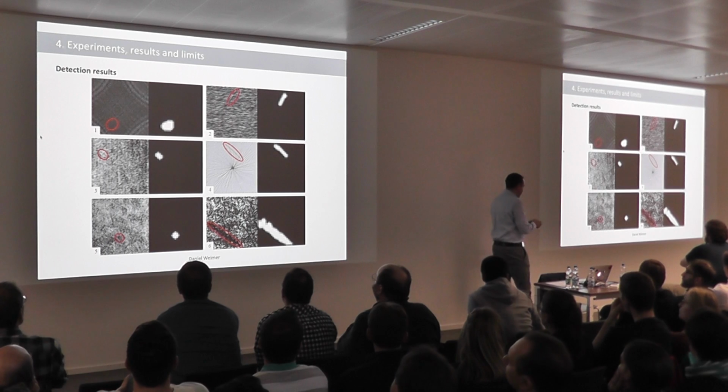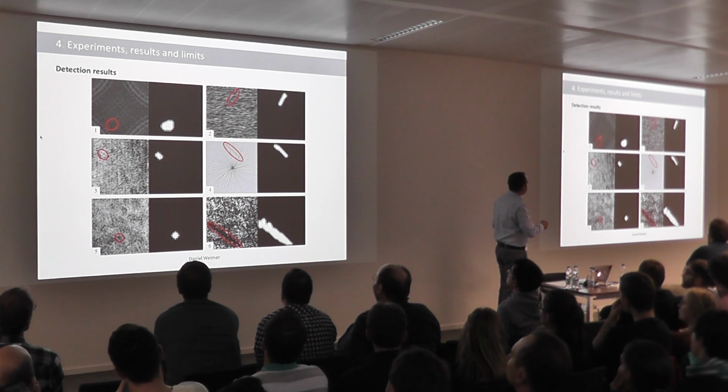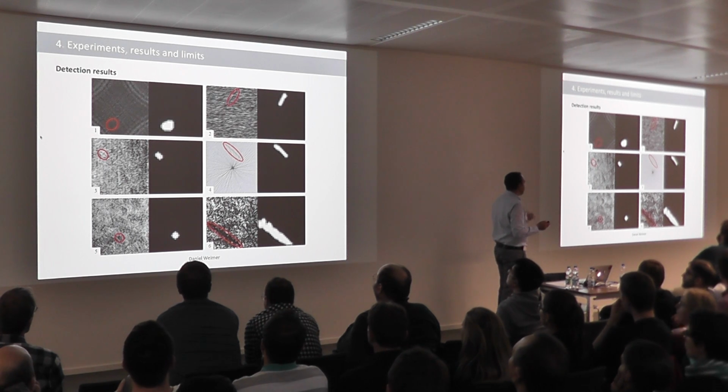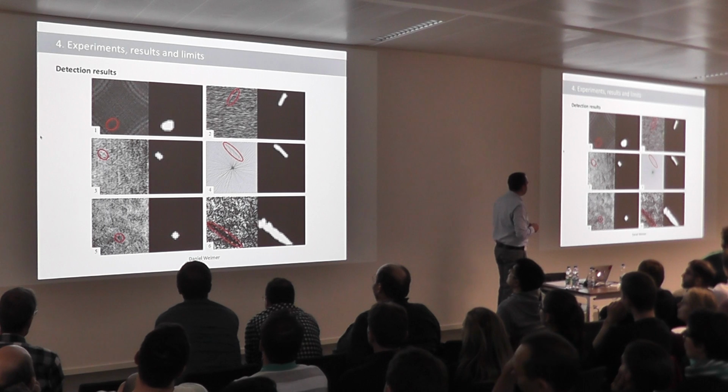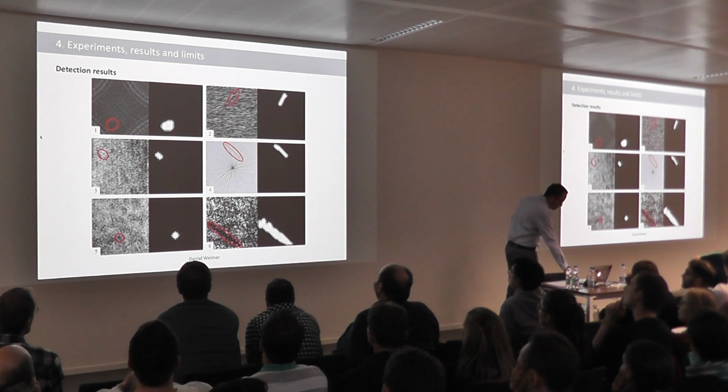So here you see some examples. These are examples the network had not seen before, and I marked them here with red. So you see it is very reliable, as you also see in the numbers. These are just some visual information with respect to that.